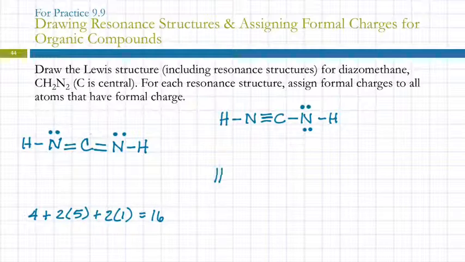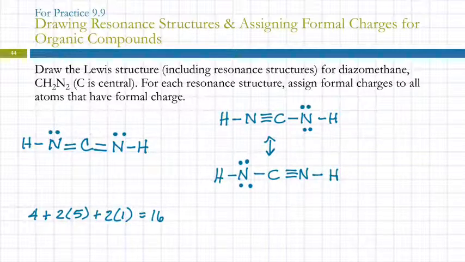And we could do the same thing, but give the triple bond to the other nitrogen, because just like twins, they may look the same, but they are not the same person. Those are not the same atom. So 3 resonance structures.